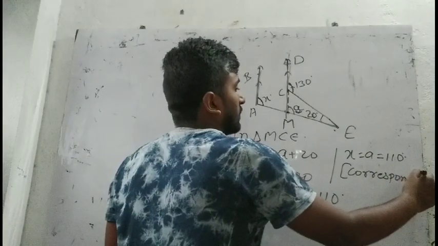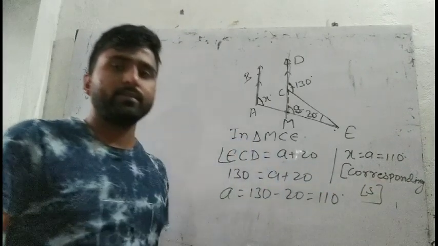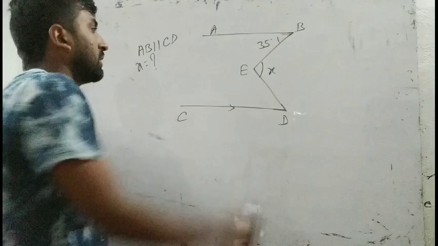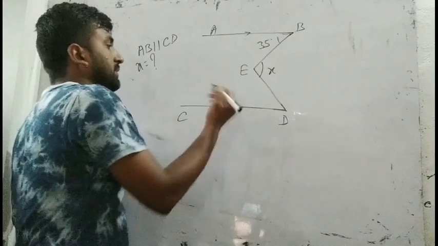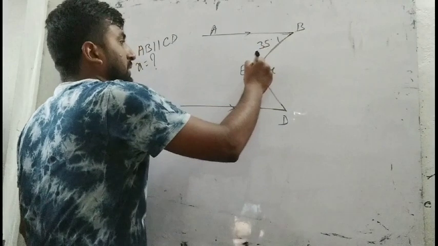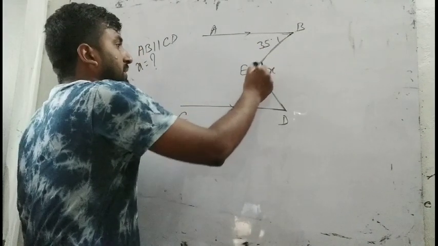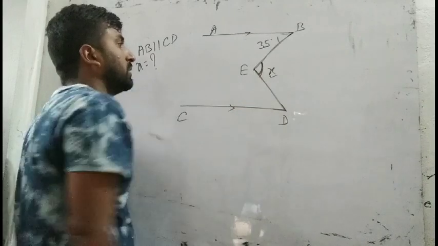Corresponding angles. Okay. In this figure, AB is parallel to CD, and BE and CD form this angle. You have to find the value of x.